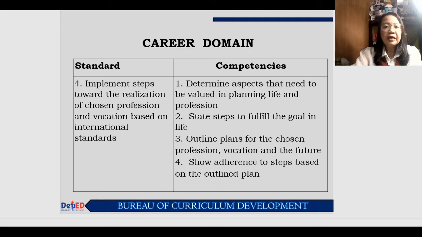Next, implement steps toward the realization of chosen profession and vocation based on international standards. Its competencies are: determine aspects that need to be valued in planning life and profession. Second, state steps to fulfill the goal in life. Third, outline plans for the chosen profession, vocation, and the future. Show adherence to steps based on the outlined plan. So here, learners can create a simple plan to improve oneself or prepare for one's future, or value the role of a simple plan to prepare oneself for the future.